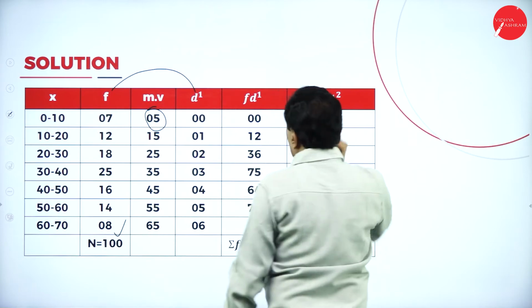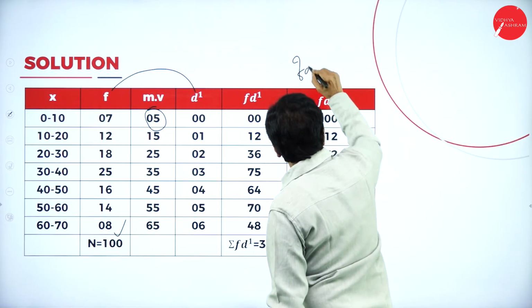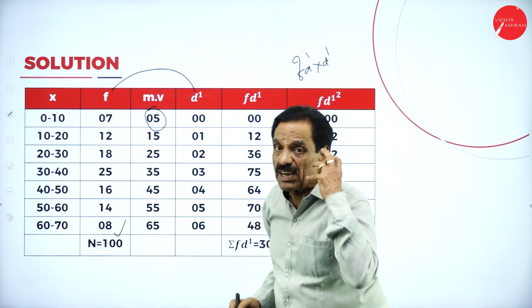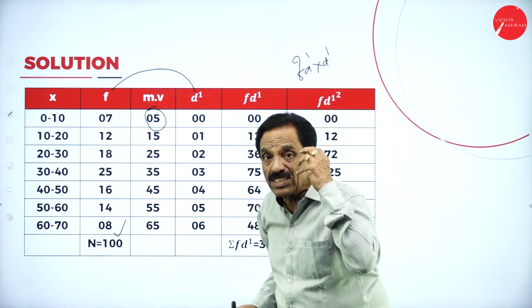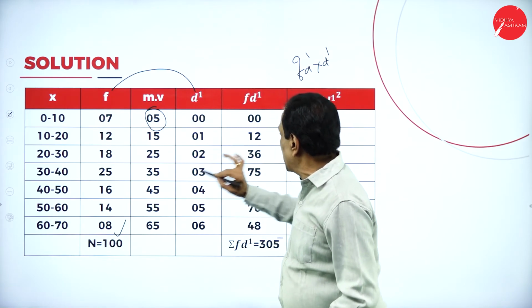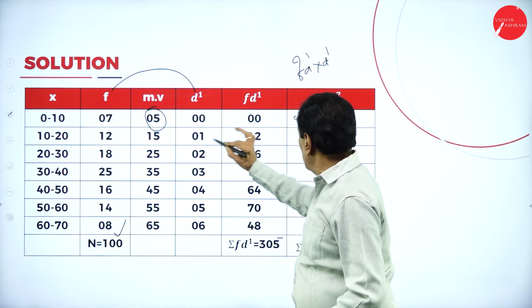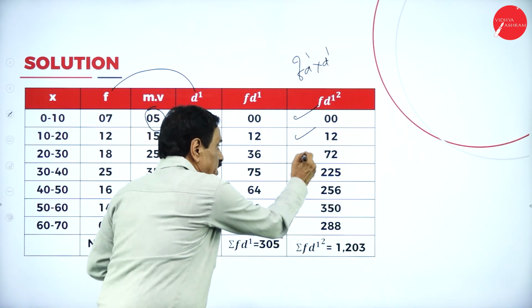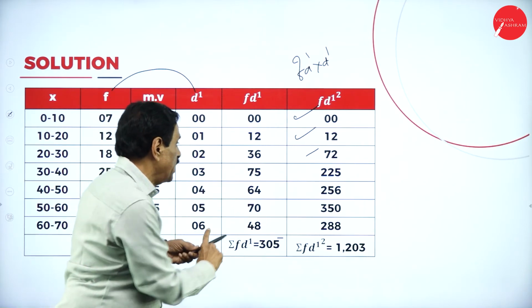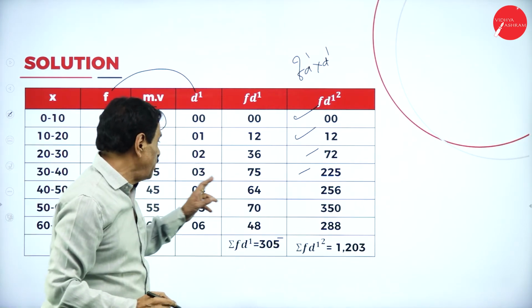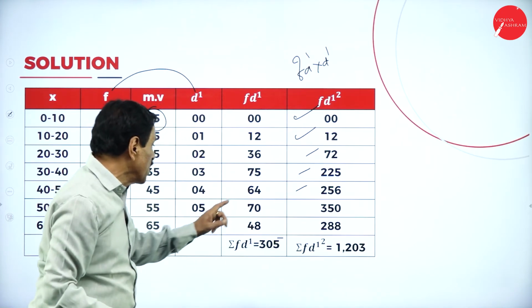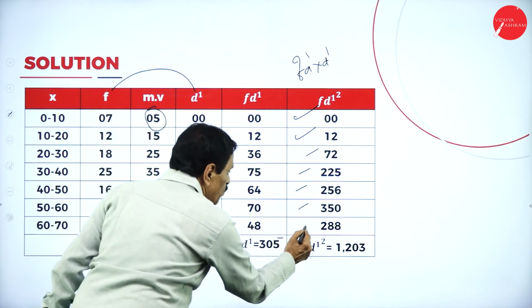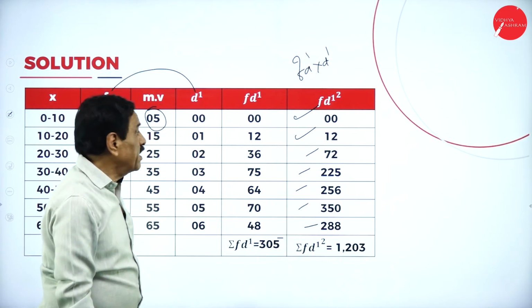Then fd dash square. This is fd dash into d dash. 0 into 0 is 0. 12 ones are 12. 36 into 2 is 72. 75 into 3 is 225. 64 into 4 is 256. 70 into 5 is 350. 48 into 6 is 288. Can you follow that?